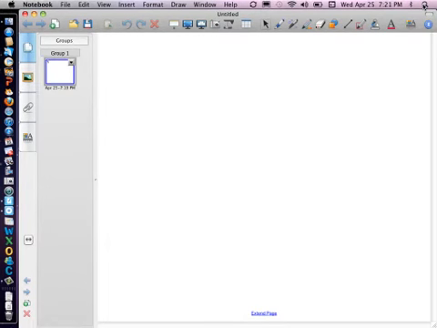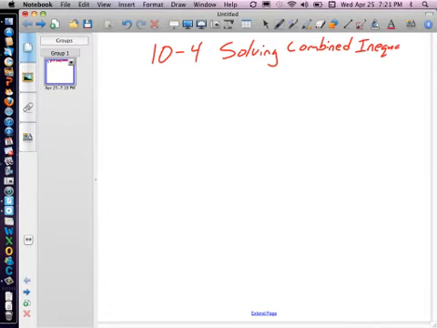All right, today's lesson is on 10.4. We're going to skip 10.3 for now, and we're going to go on to 10.4. And the section is called Solving Combined Inequalities. There we go. So I'm going to talk about a few vocabulary words as I go through this.